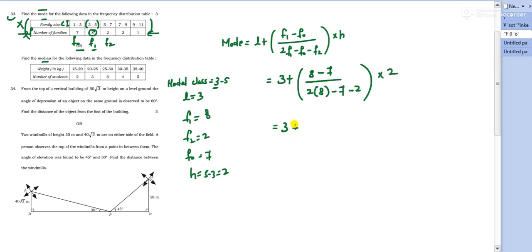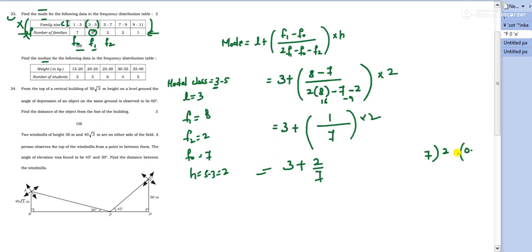So on solving this, first you have to solve the bracket. 8 minus 7 is 1. This is 2 into 8, that is 16, minus 7 and 2, that is minus 9. So what is 16 minus 9? Yes, it is 7, right? Now this you have to write here into 2. Now on solving this, you'll get 3 plus 1 into 2, so 2 by 7. So just divide this here, 2 by 7.